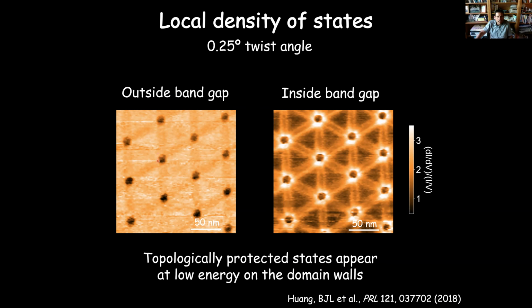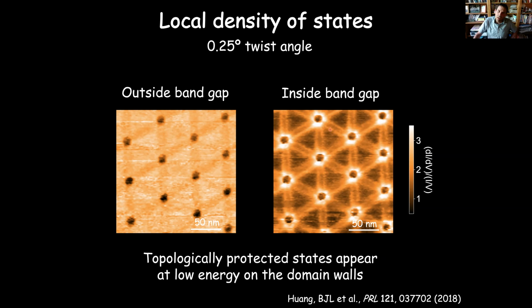The dark regions here are the AA sites where some interesting physics is happening. But in the rest of the sample, we have basically a uniform density of states, uniform conduction in the sample. If instead we go to an energy which is inside the band gap, so we lower our energy, we're inside the band gap. Now we have these dark regions, these dark triangles where the density of states is low. And so these are the AB and BA regions which are gapped.